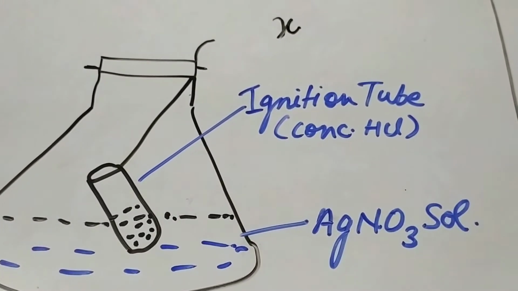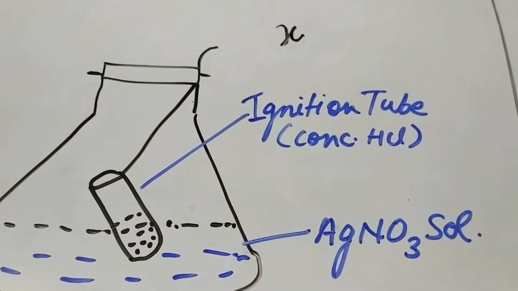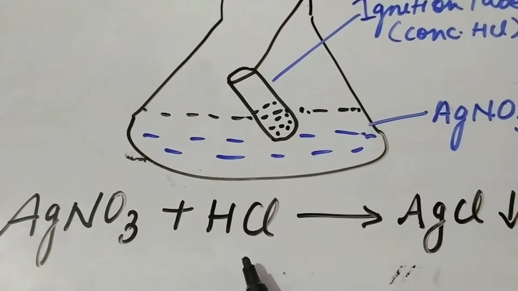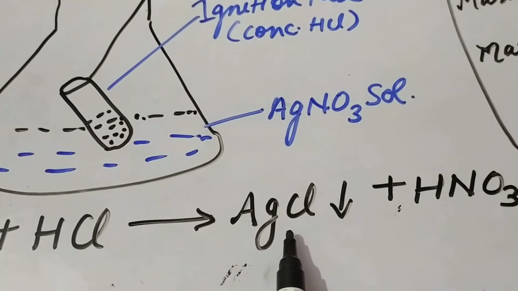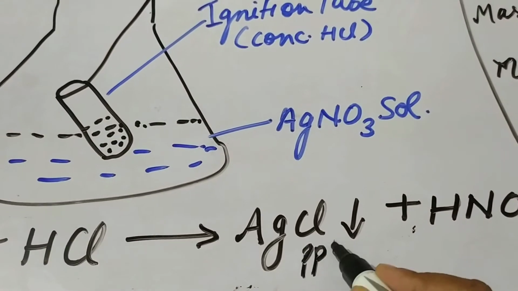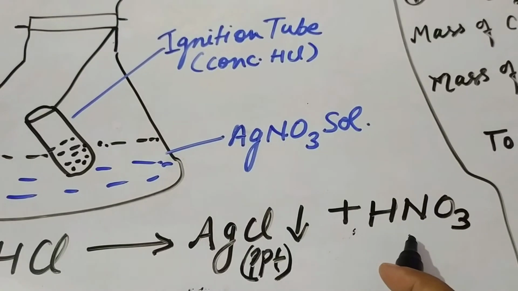And now we'll tilt this ignition tube a little bit so that both the solutions come in contact, and when these two solutions come in contact with each other, that is silver nitrate and HCl, then the product formed is a curdy white precipitate of silver chloride. This is a precipitate, insoluble part of a chemical reaction which is shown by a downward arrow, and nitric acid.